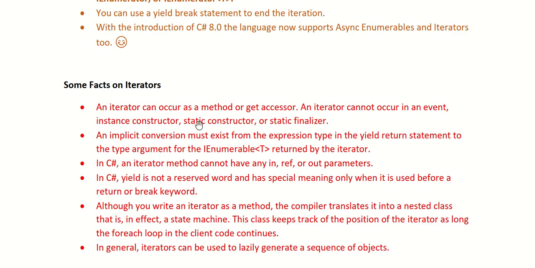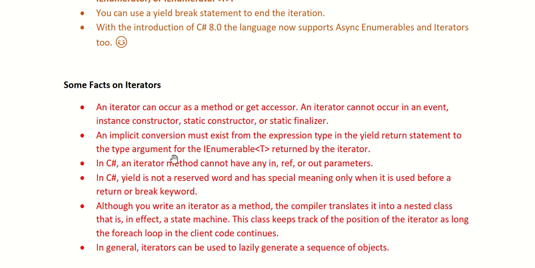Okay, so an iterator can occur as a method or get accessor. An iterator cannot occur in an event. You can't make an event an iterator, not possible. Instance constructor, no, your class constructor cannot become an iterator. You can't do a yield return there, not allowed. Static constructor, again not allowed. Or a static finalizer, no, it's not allowed. Okay, an iterator can occur only as a method or a get accessor.